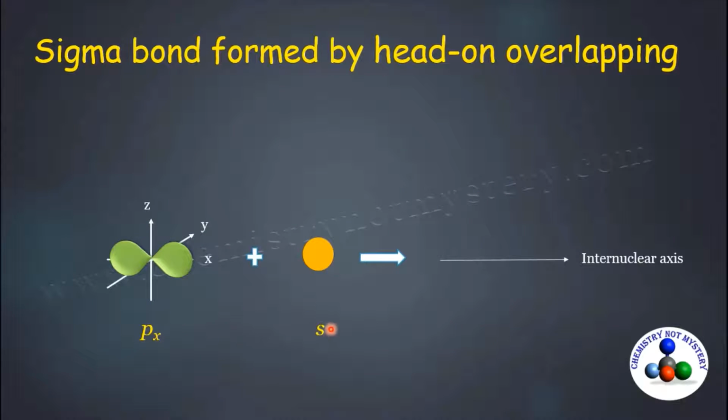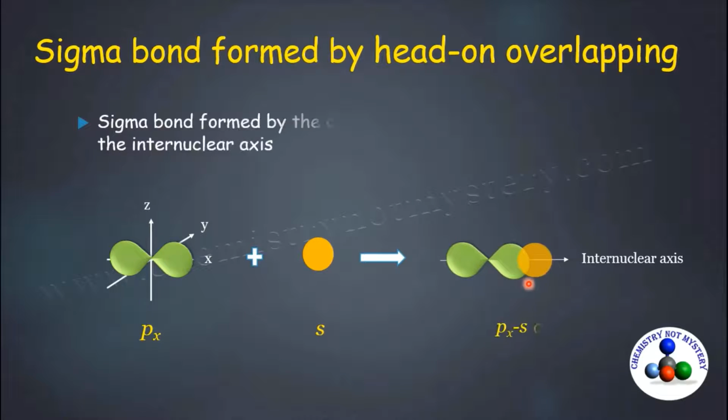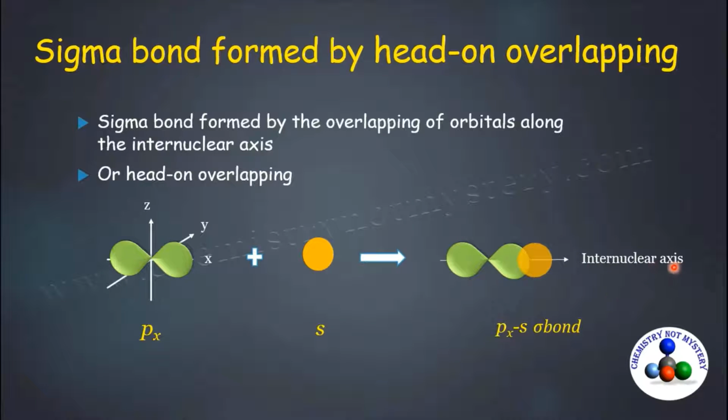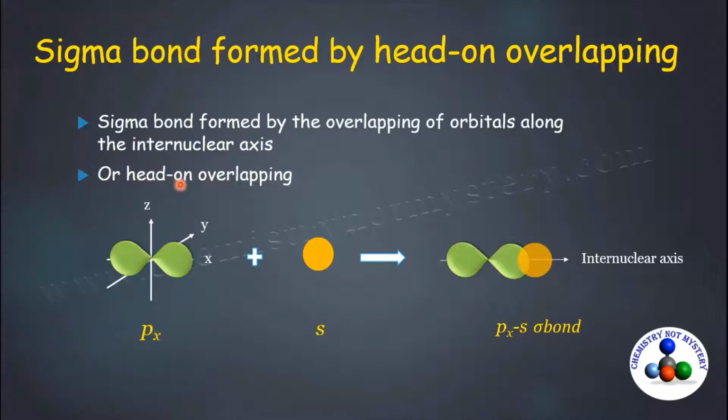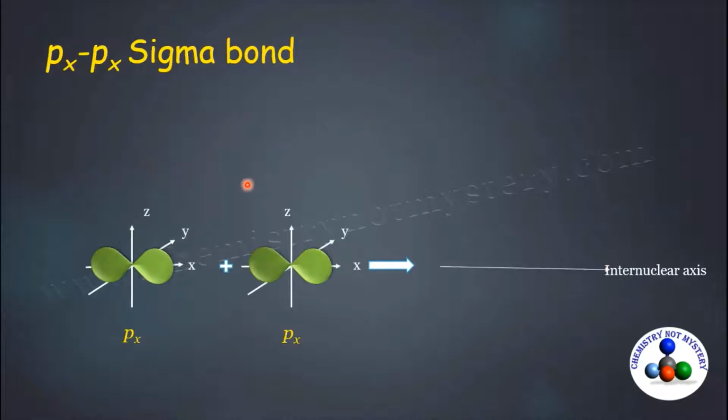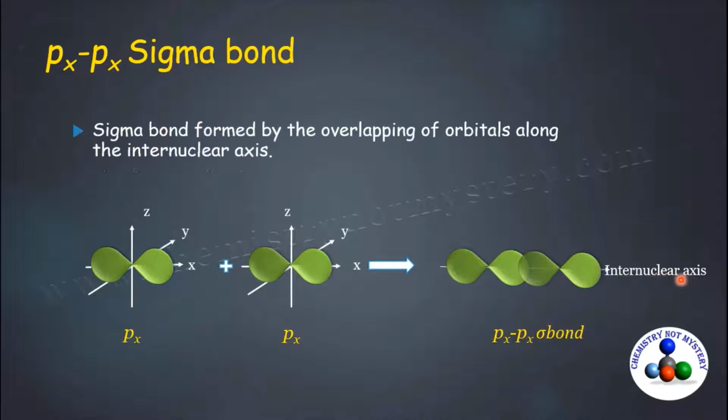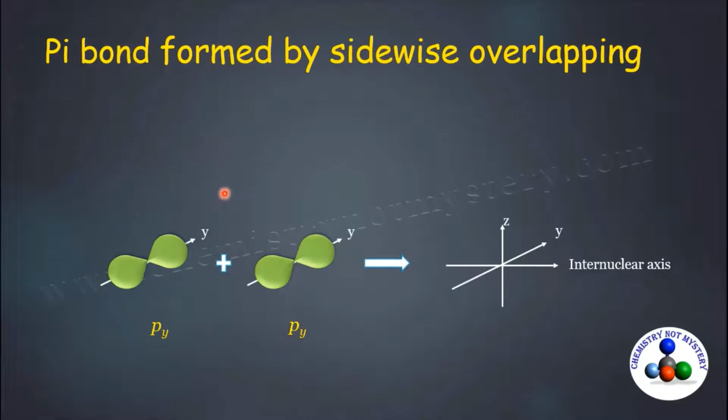When the px orbital and s orbital overlap, they overlap along the internuclear axis and it results in the formation of a sigma bond. This bond is known as the px-s sigma bond. This type of overlap is also known as head-on overlapping. Similarly, when px and px orbitals overlap, they also overlap along the internuclear axis and form a px-px sigma bond. Whenever a sigma bond is formed, it is always formed by head-on overlapping.